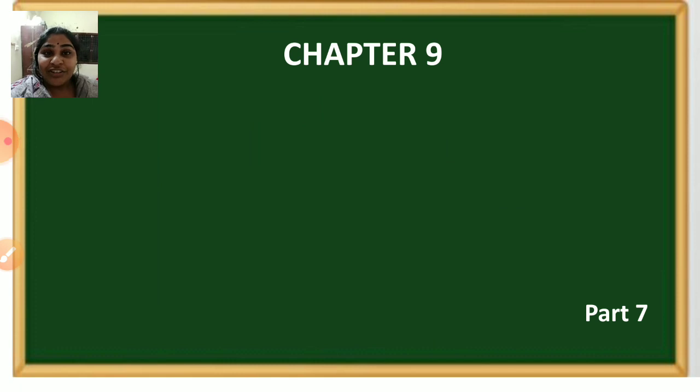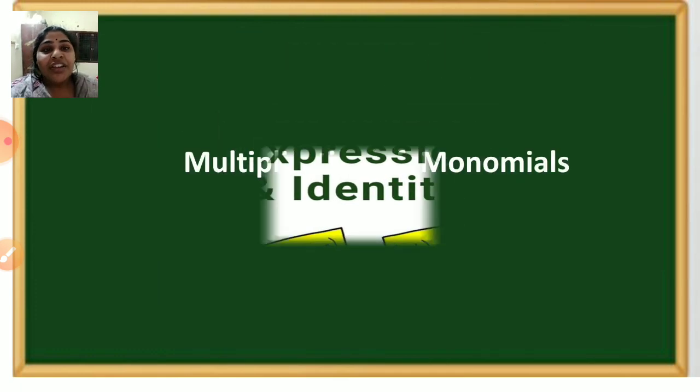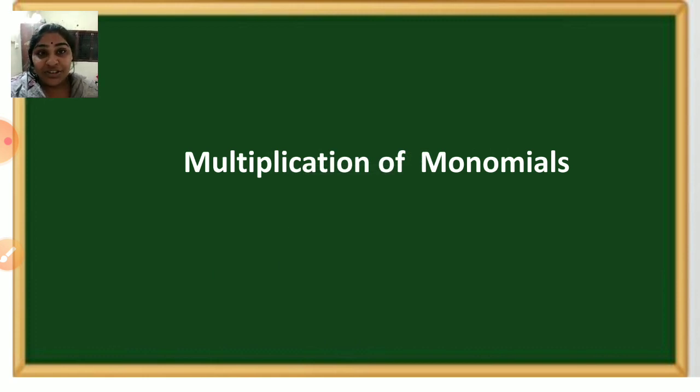We were in chapter number 9, that is algebraic expressions and identities. Children, we were in the topic multiplication of monomials. In the last session also we have done the sums based on this, that is we have done the multiplication of the given monomials. We have also seen how to find the area of a rectangle when length and breadth is given, and how to find the volume of any shape when the dimensions are given, that is length, breadth and height.